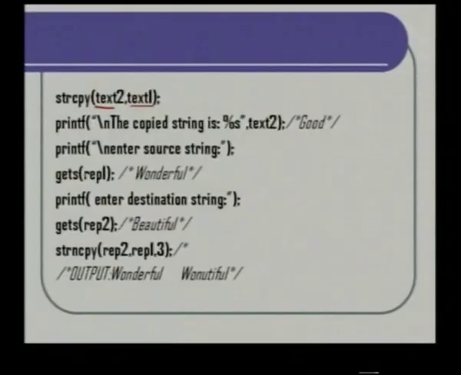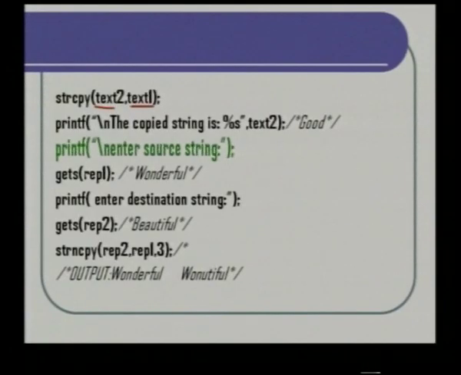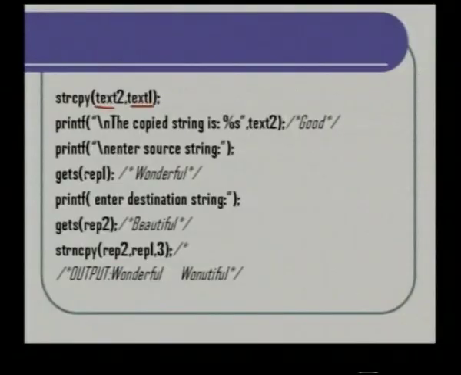2 strings. Now the next function that I am going to do is string copy using only certain characters. So for that reason I am leaving these 2 strings and I am accepting 2 new strings from the user. So enter source string, gets of rep1, destination string, gets of rep2. The 2 strings that I have entered are wonderful and beautiful. I want to copy only the first 3 characters from wonderful to beautiful.